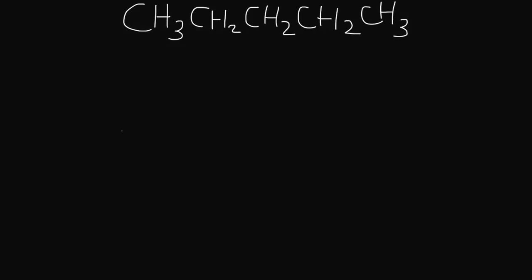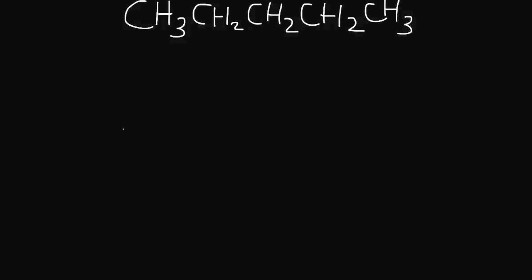So this is the straight chain. So this has 1, 2, 3, 4, 5. Now we're going to quickly look at the different isomers of C5H12. This is the straight chain isomer, so this is going to be just called pentane.